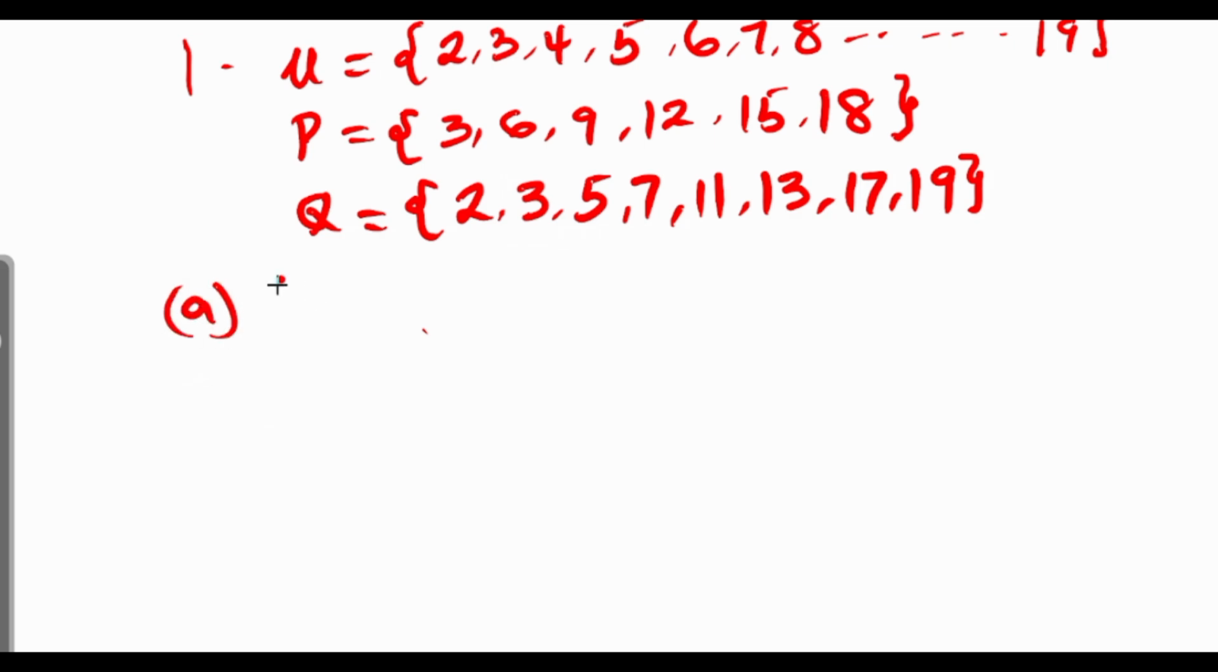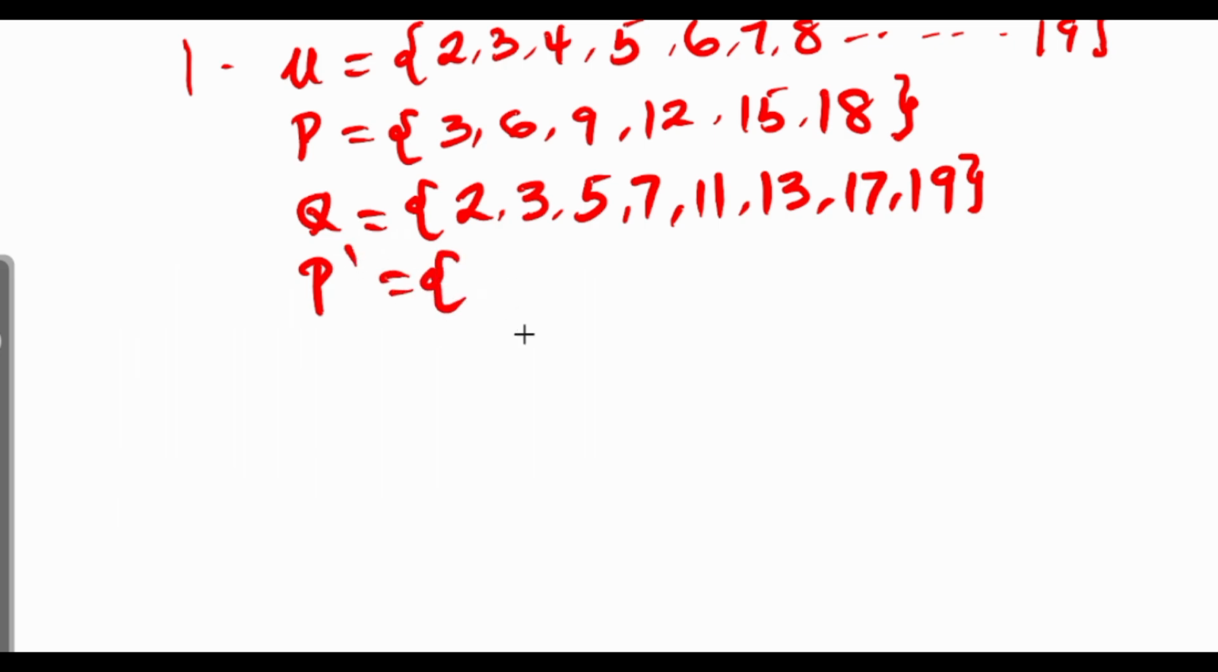So, question A. We need P intersection Q prime. What do we do? We know P, we do not know Q prime. For question B, we need P prime union Q. To make my work faster, I'm going to get my P prime and my Q prime. So let's get the P prime.